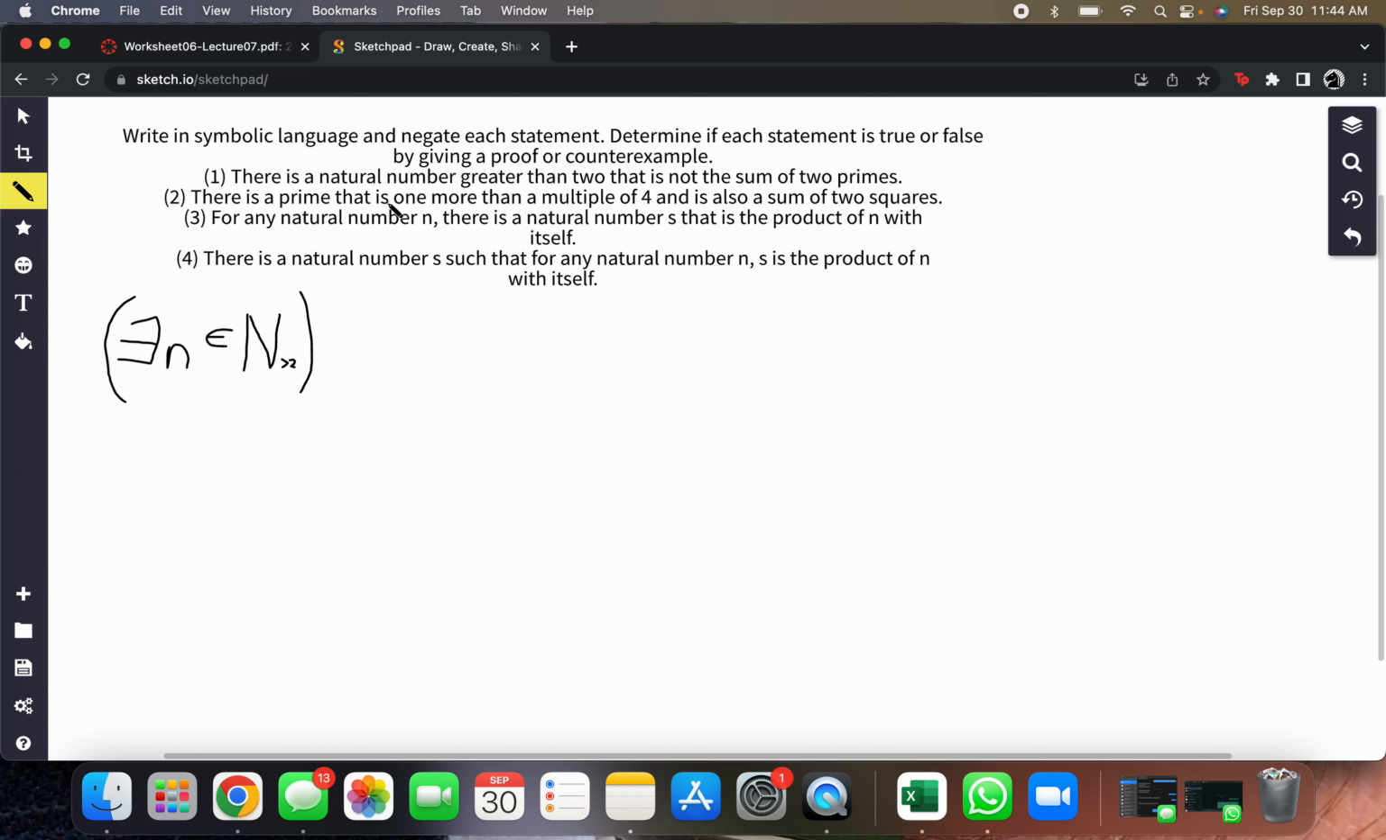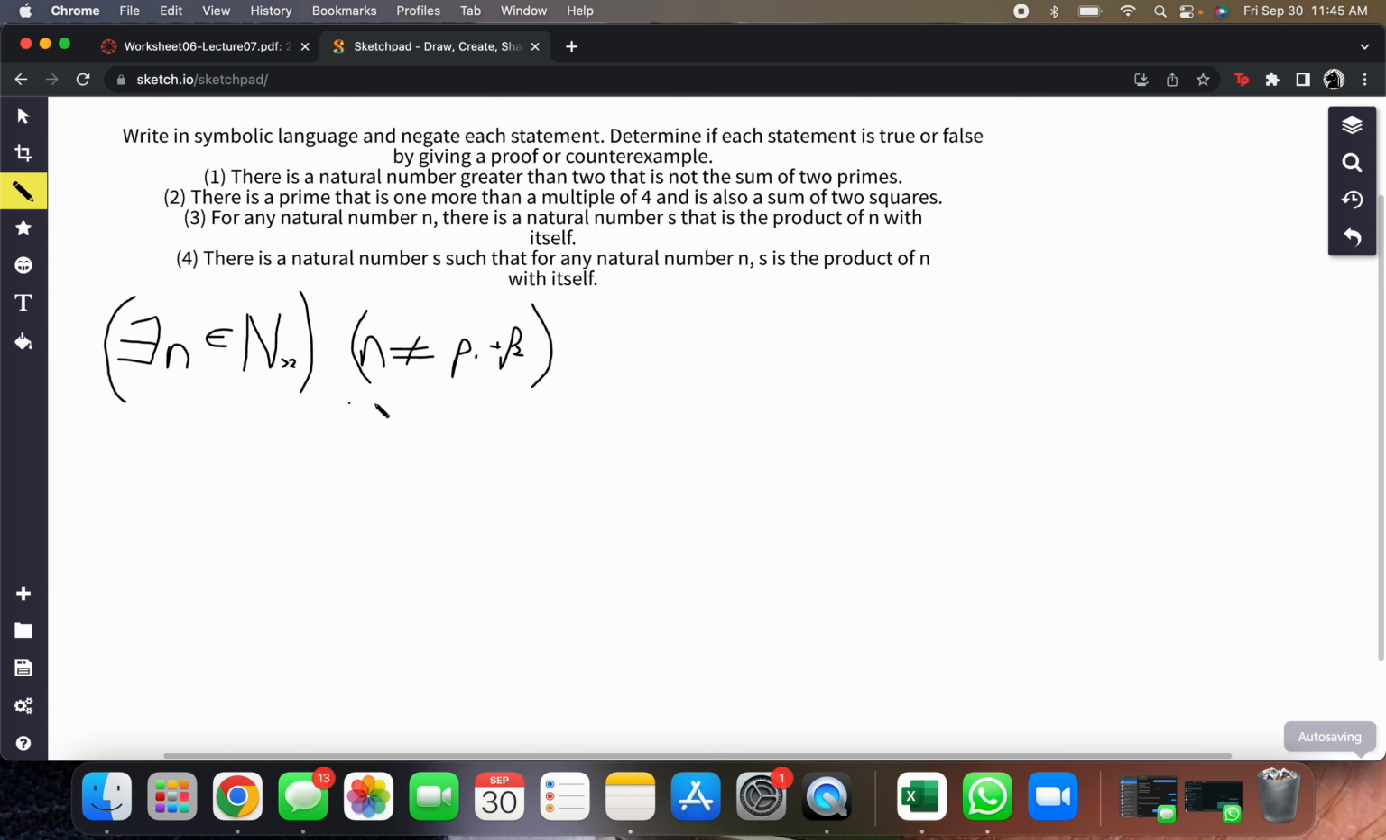And then what are we saying about it? This n is not just any n, it's particular. It's not the sum of 2 primes. Okay, so how do we say that it's not the sum of 2 primes? We kind of want to say that n is not equal to, let's say, p1 plus p2. That's what we want to say.